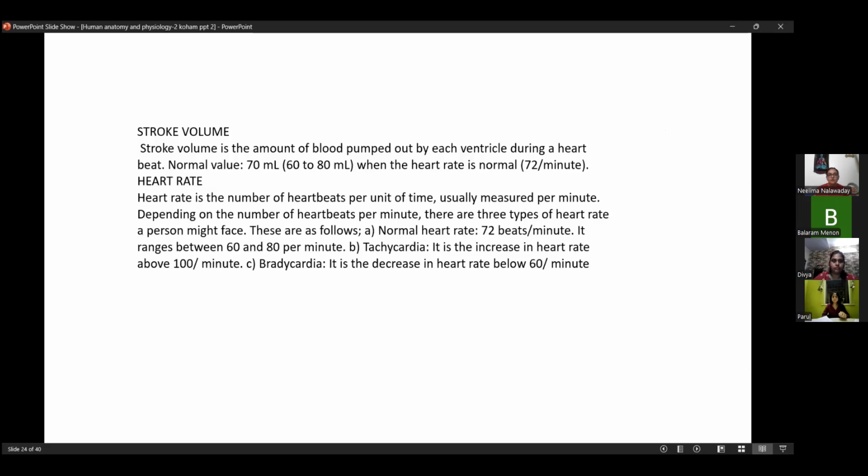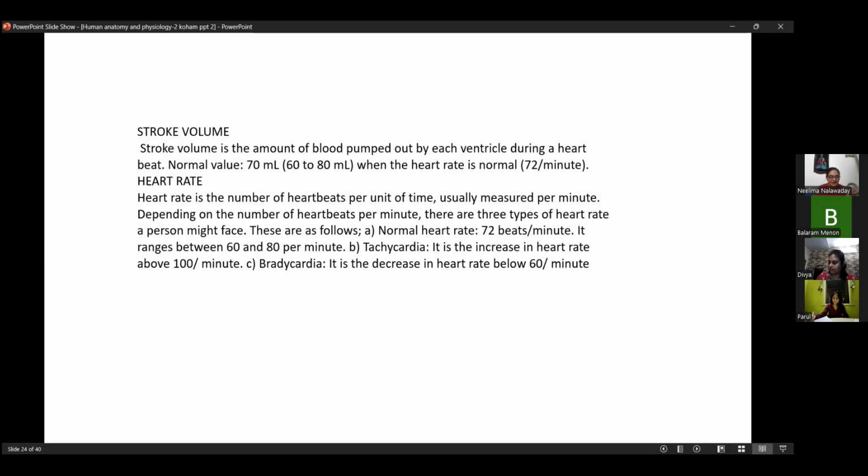Stroke volume is the amount of blood pumped out by each ventricle during a heartbeat. So I just simplified that, and what I did, I just made division, but here another calculation is there. Just keep in mind, no one is going to ask you the whole calculation or mathematics, just what is cardiac output. So cardiac output, it is around 69.44 ml per beat. That you should memorize.